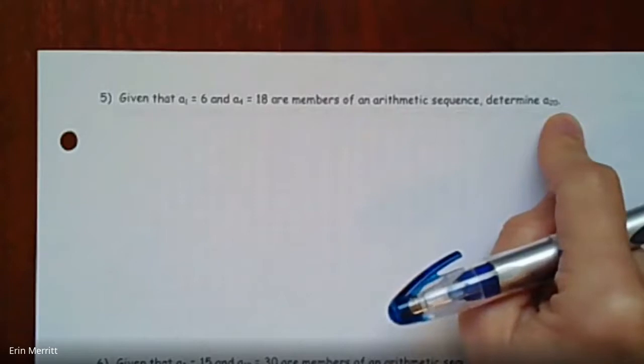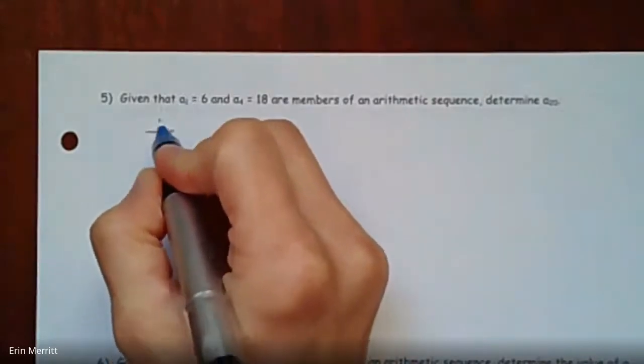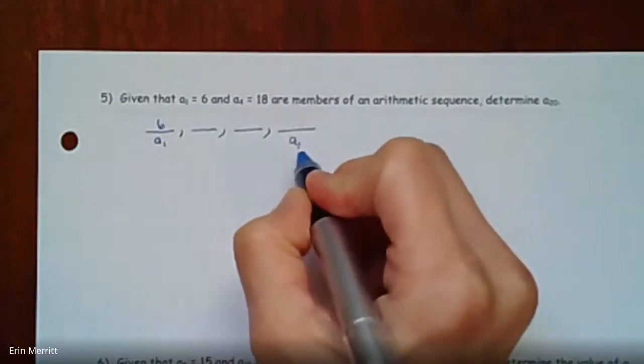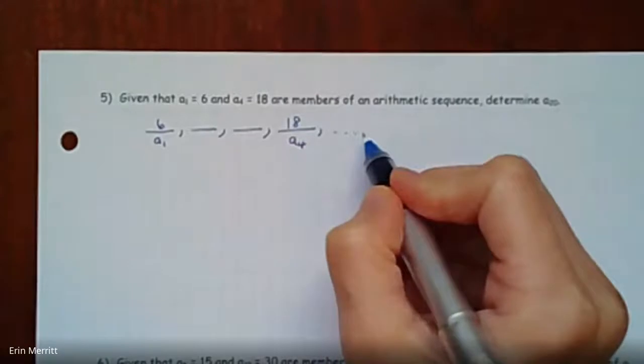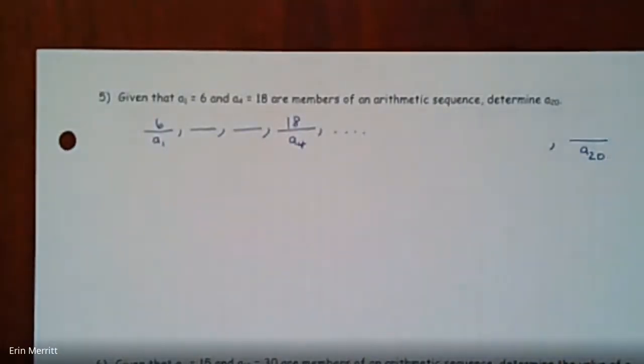Determine the 20th term. Okay, partially because I'm just a visual person, I kind of like to draw it out. So what I mean by that, the first term is 6, and then I can think second term, third term, fourth term is 18. I'm not going to write all of these guys, but you can kind of dot it. Somewhere down here is the 20th term.